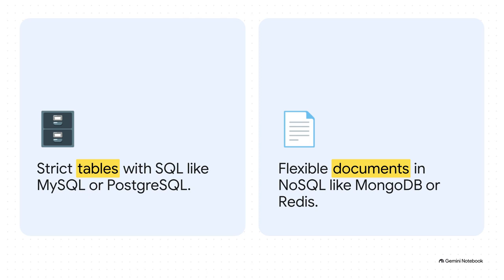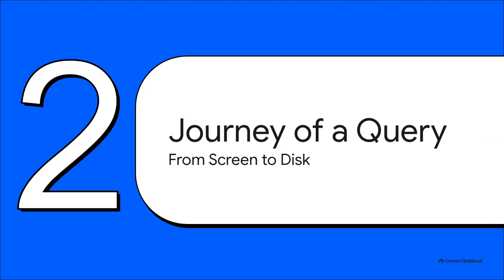Instead of rigid tables, they might store your data as flexible JSON-like documents or even just simple key-value pairs. Basically, they trade some of that structural strictness for incredible flexibility, which makes them absolutely fantastic for applications where the data is constantly changing. Let's move on to Section 2, the journey of a query.